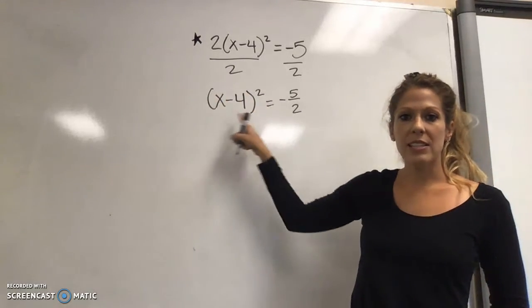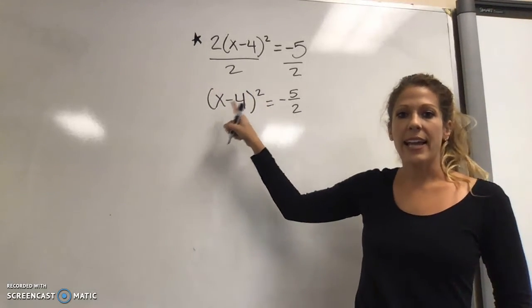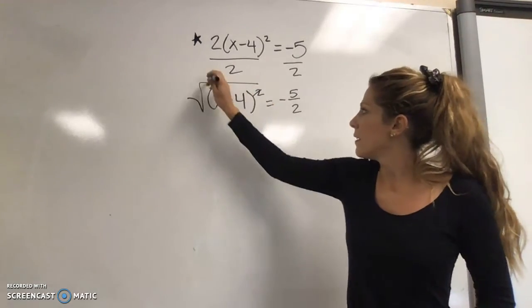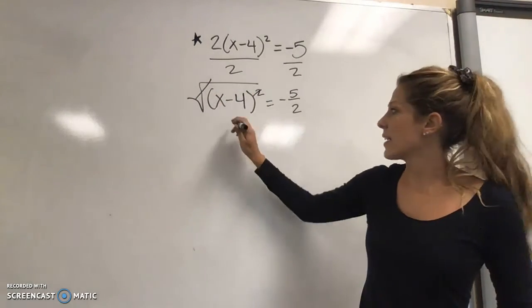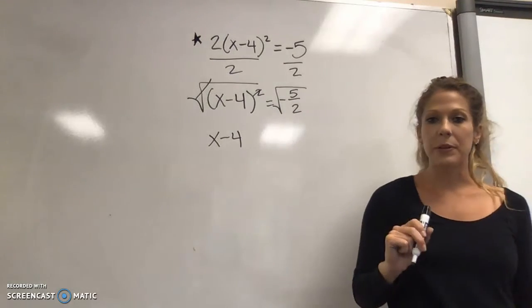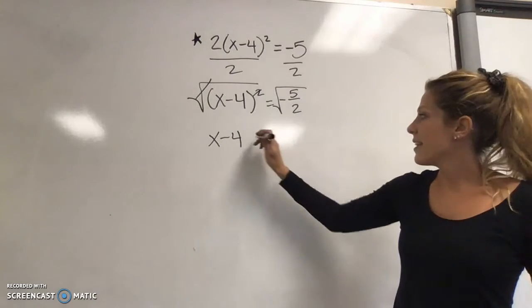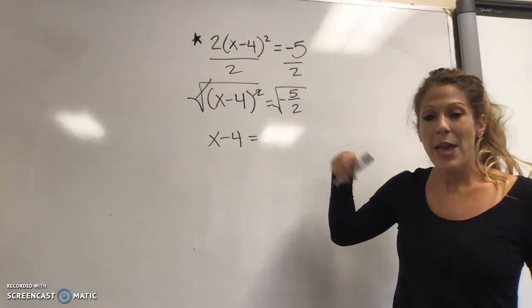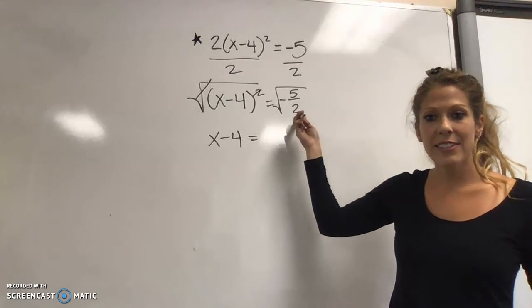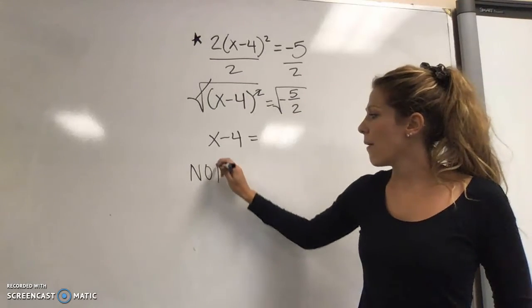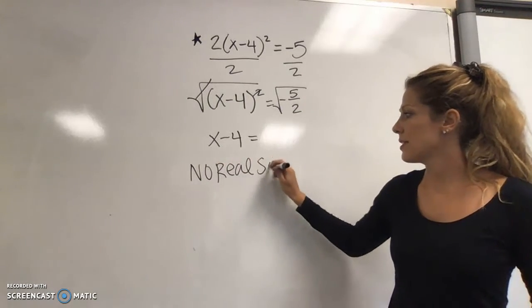Now that what's being squared is isolated, I can get rid of that squared by taking the square root. So they cancel each other out and I have x minus 4. I also need to take the square root of the other side. And this would be pretty messy if it was positive, but since it's a negative underneath the square root sign, I'm done with this problem, and I'm just going to write no real solutions.